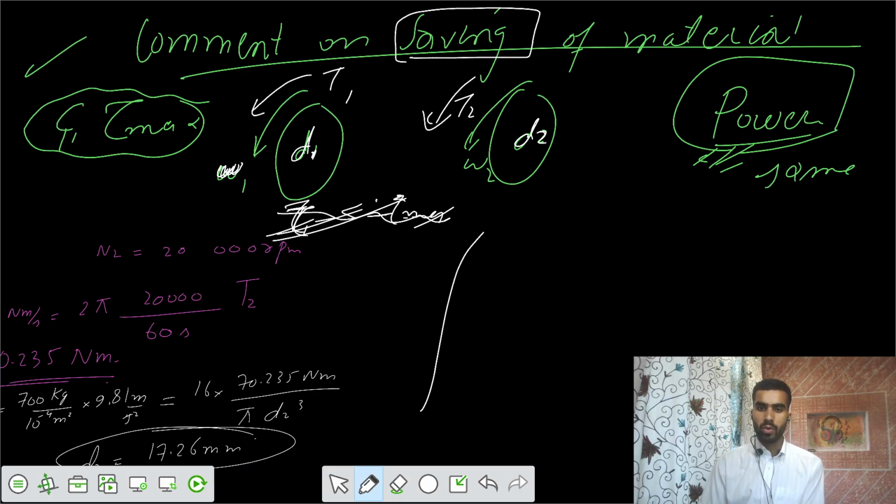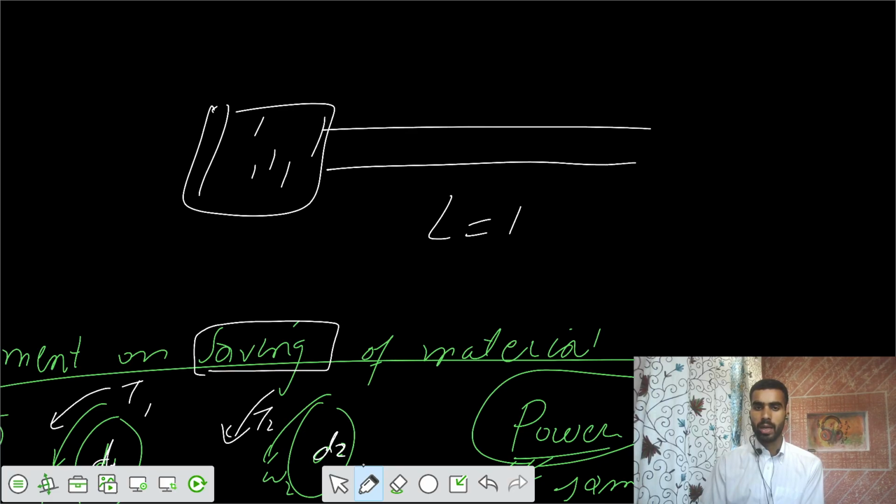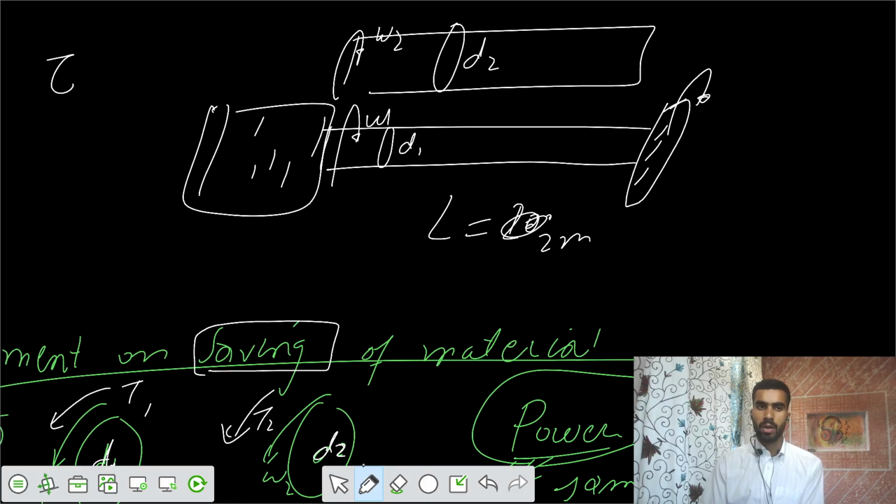So let's say you are having some motor here, and the length was fixed at L equals, let's say, 2 meter. Length was fixed between the two. Here there was some gear that was rotating. Now length is fixed, and you either use diameter D1 or diameter D2. Then the first one is rotating with omega 1, the second one with omega 2. Both have the same material, the same maximum shear stress, that is 700 kgs per centimeter square. And you want to say what's the difference in the material savings.